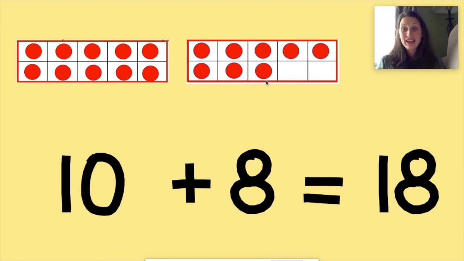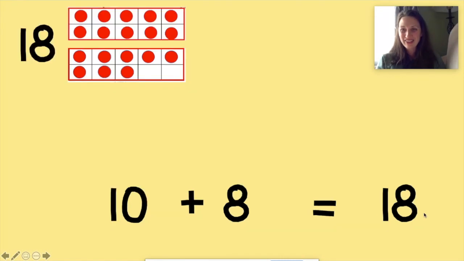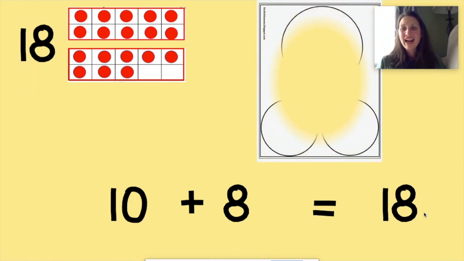Read that with me. Here we go. 10 plus 8 equals 18. Nice work. Okay, now we're going to take those 3 numbers and put them into our number bond.